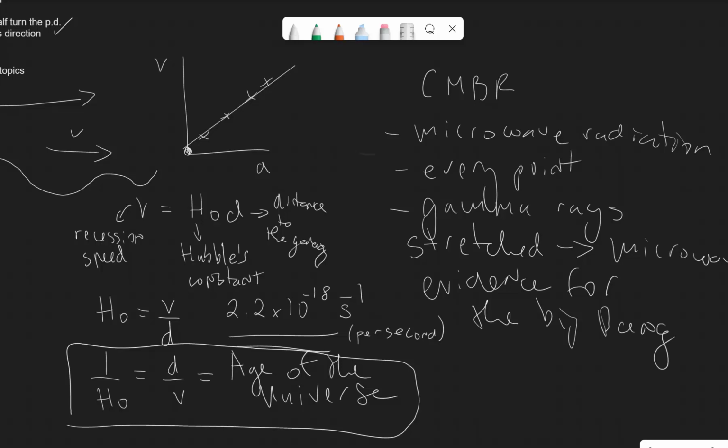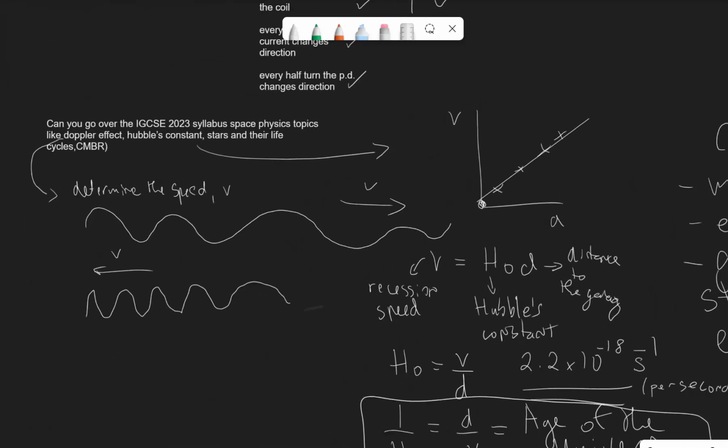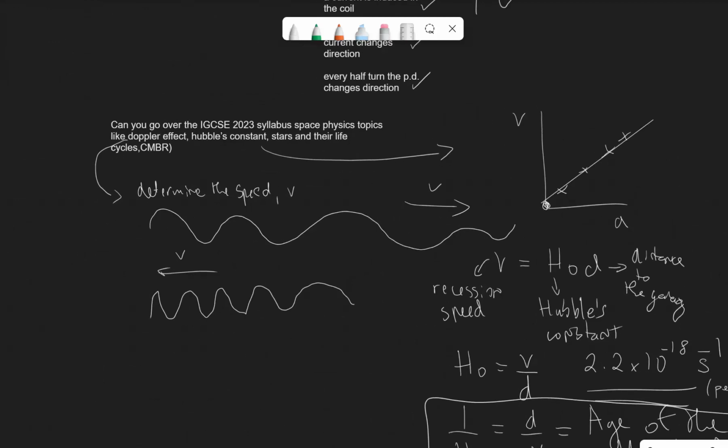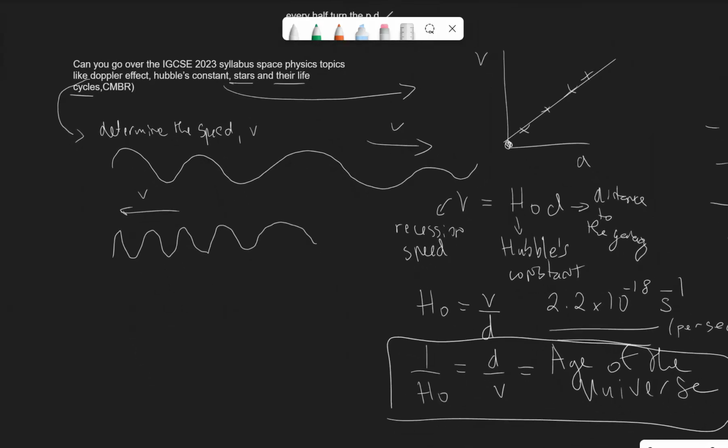Okay, just one more thing, and that here is stars, isn't it, and their life cycles. Now, I have a whole separate video for that in which I go over this in quite a lot of detail, and it's about space physics minus the Hubble law stuff, but I'm going to link that in the description of the video. So for stars and life cycles, have a look at that.